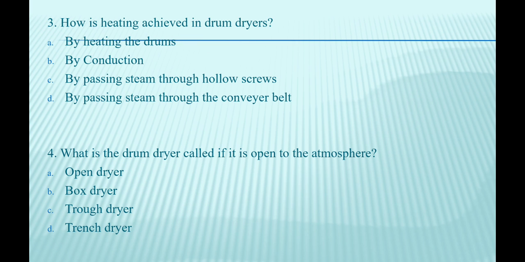Next question is, how is heating achieved in drum dryers? Option A, by heating the drums. B, by conduction. C, by passing steam through hollow screw. D, by passing steam through the conveyor belt. So the correct answer is C, that is by passing steam through hollow screw.